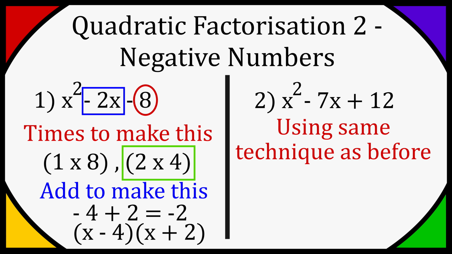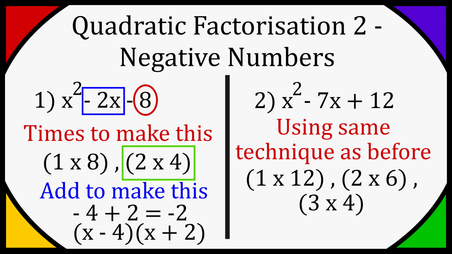So question number 2 is x squared minus 7x plus 12. So we're going to be using a similar technique. Work out all the pairs of numbers which times together to make 12. So 1 times 12, 2 times 6, and 3 times 4. Obviously, we don't have to worry about repeated pairs.